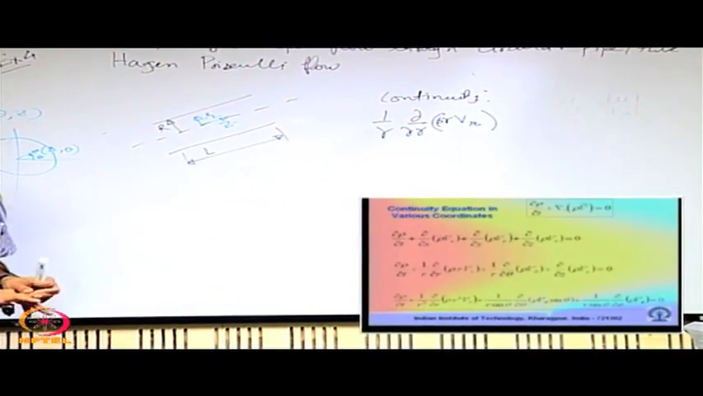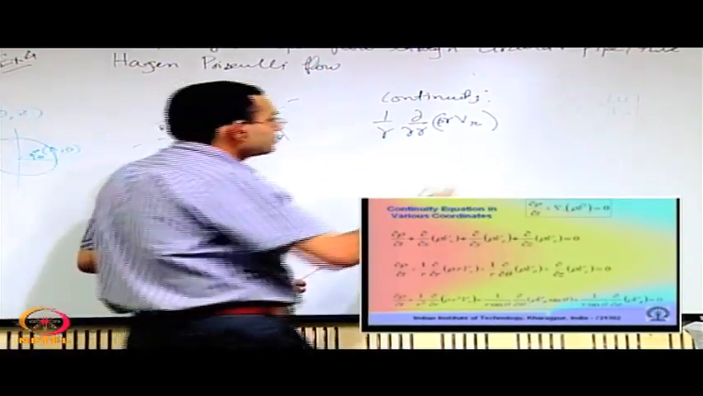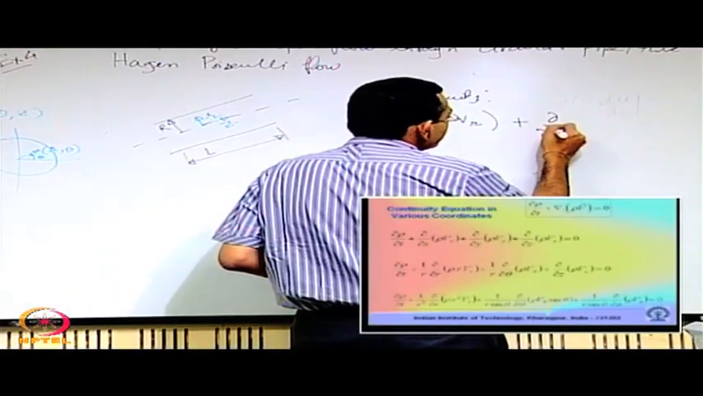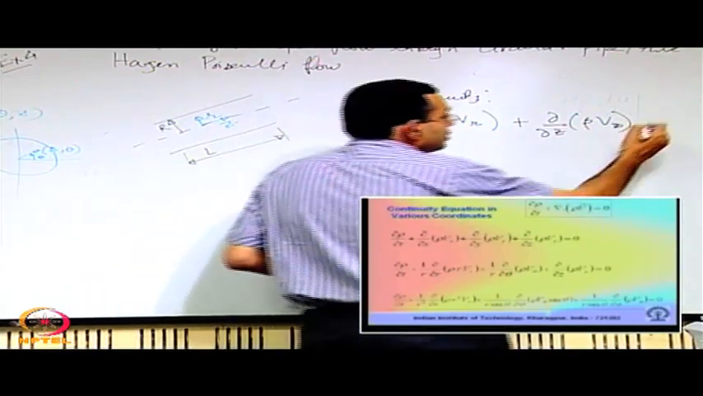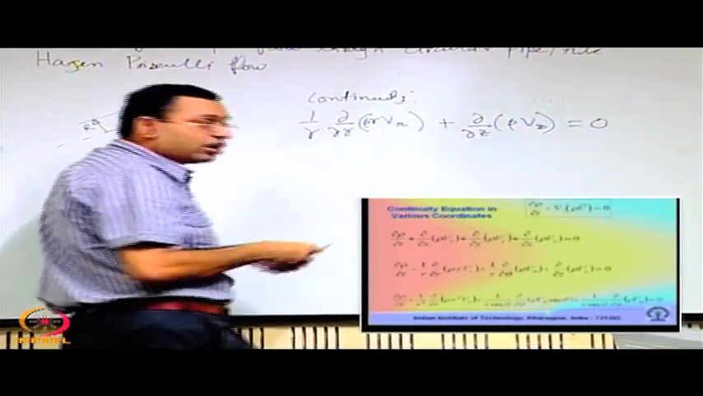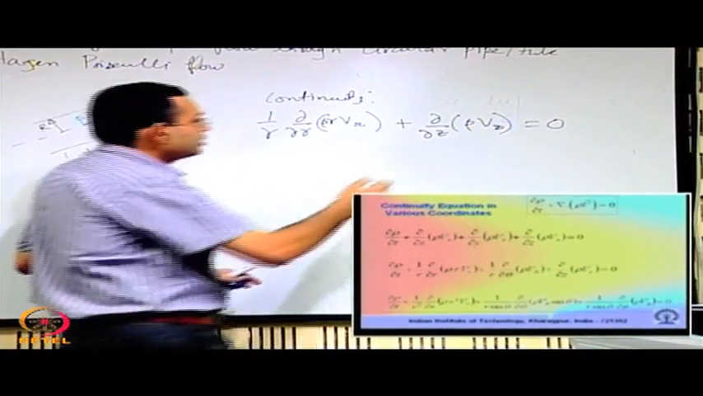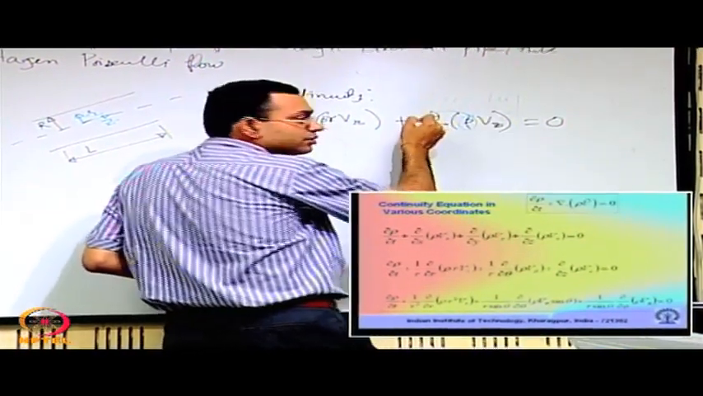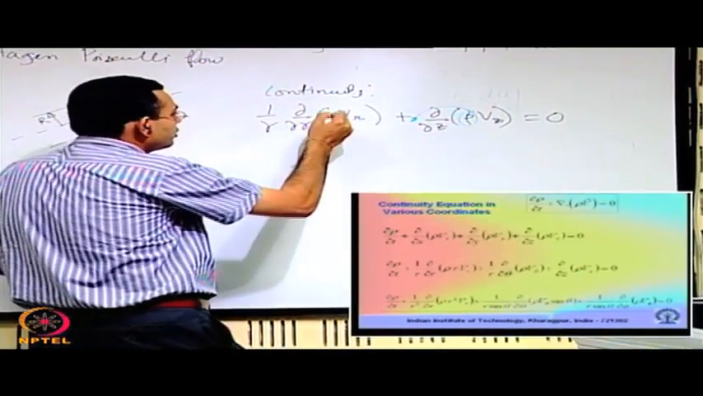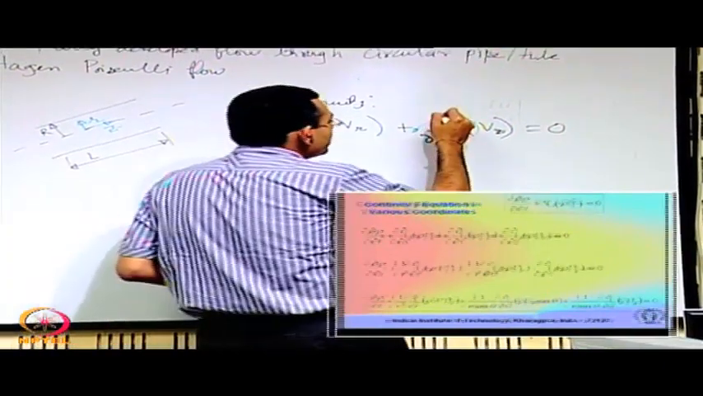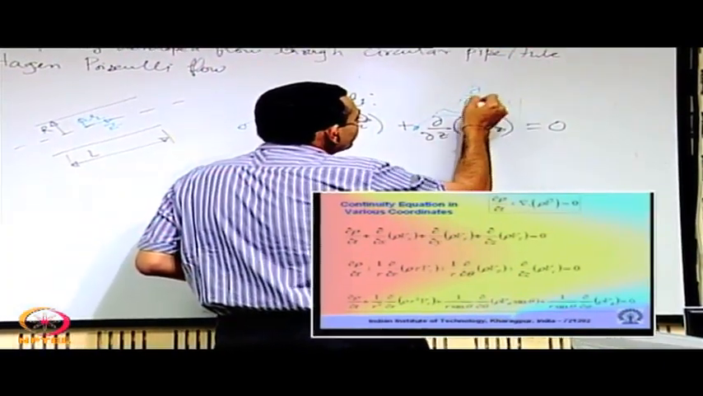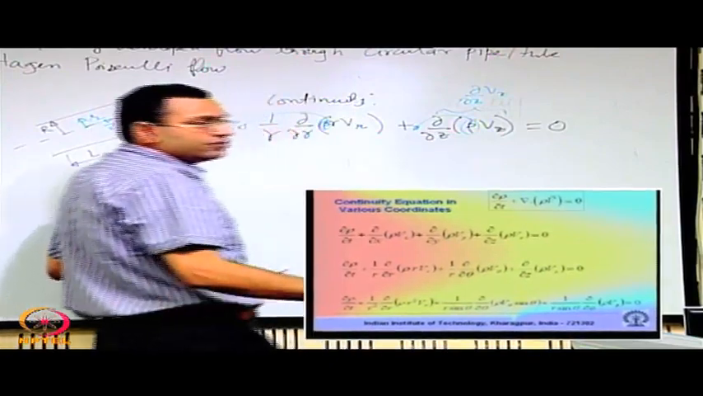And what about the third term? First of all, rho is a constant, and hence it comes out of the derivatives. Then this term boils down to the derivative of Vz with respect to z.